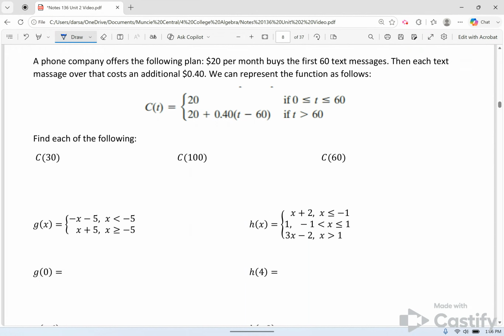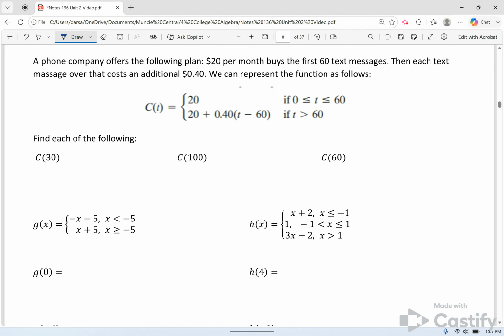So, in this old way of looking at it, the phone company says, well, you're going to pay $20 a month, and that is going to buy the first 60 text messages, right? So, $20 a month buys those 60. Then, each additional one over that, you're going to pay 40 cents for every text that you send after your first 60. Okay, how can we represent that?